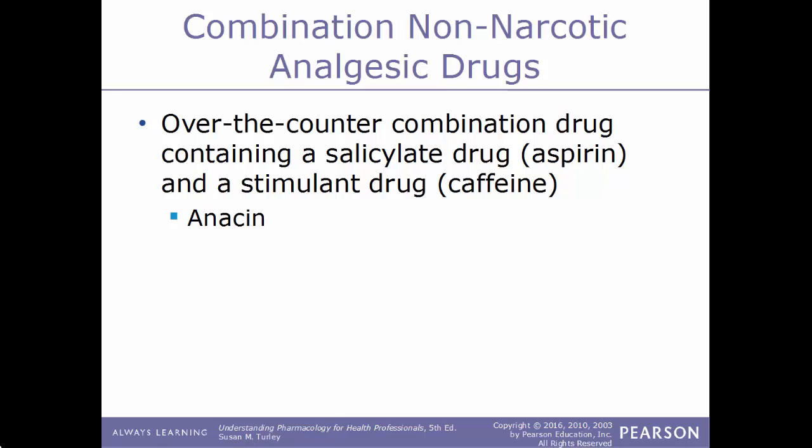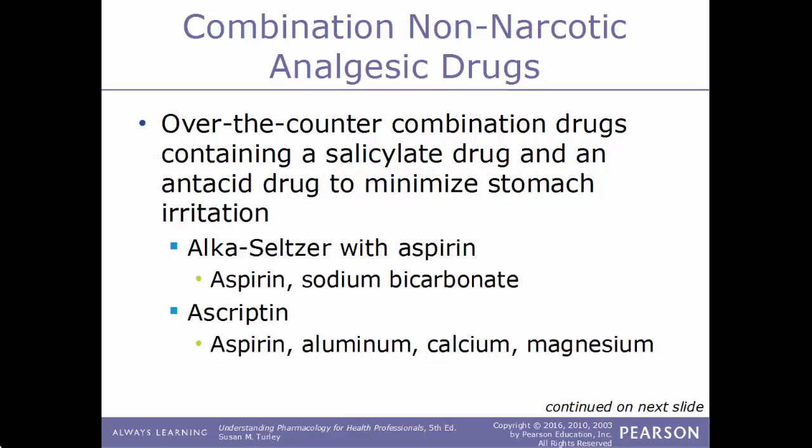Now you'll often find non-narcotic analgesic drugs that are combination drugs, and there are multiple forms that you can find these combinations in. So one possible combination is a salicylate drug, like aspirin, and a stimulant drug, such as caffeine. An example of this kind of combination would be Anacin. Another possible combination is a salicylate drug with an antacid drug to help minimize stomach irritation. Some examples of this kind would be Alka-Seltzer with aspirin, which is a combination of aspirin and sodium bicarbonate, and also the drug Ascriptin, which is a combination of aspirin and aluminum, calcium, and magnesium.